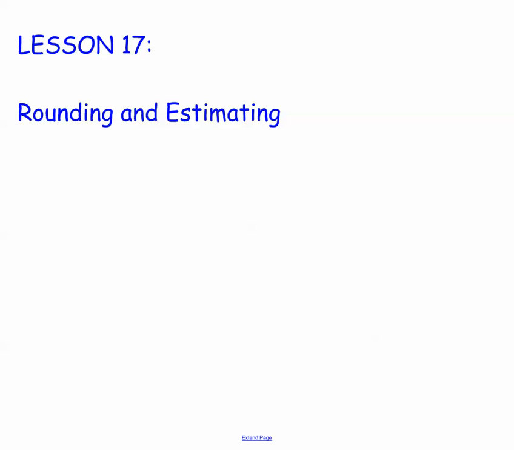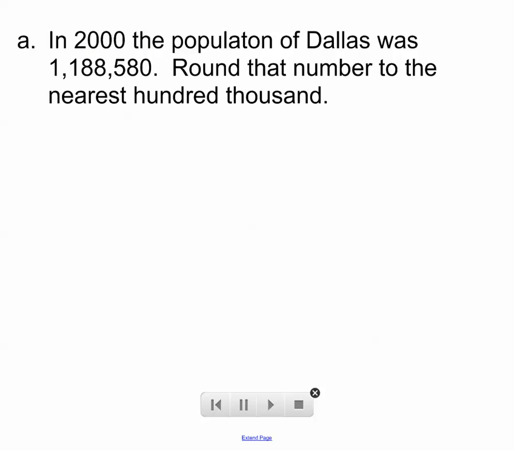All right, I mentioned yesterday that we'd get a little bit more into rounding at a later date, and that later date has come today. In 2000, the population of Dallas was 1,188,580. Round that number to the nearest 100,000.